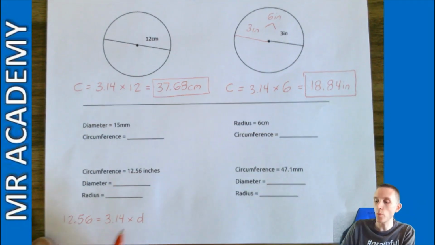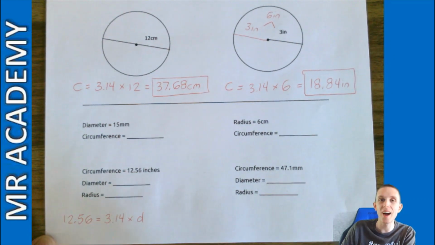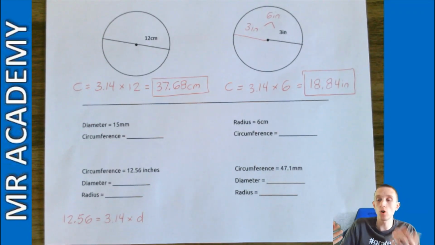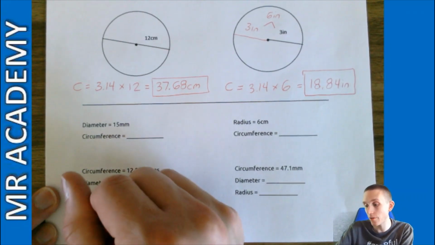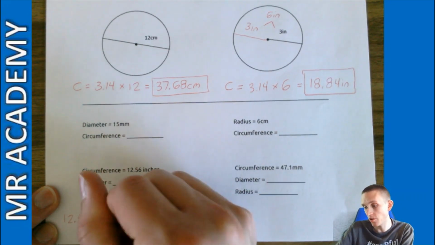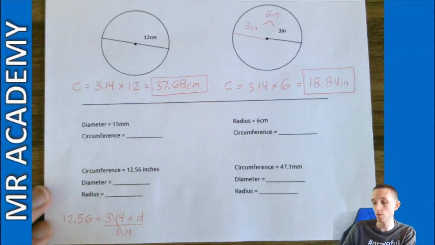So if we have multiplication right here, I'm multiplying 3.14 times our diameter. I want to get this D all by itself. I want to figure out what the diameter is. I got to do some puzzle solving. So to undo this, I have to divide it all by 3.14. That's going to get rid of this, okay?